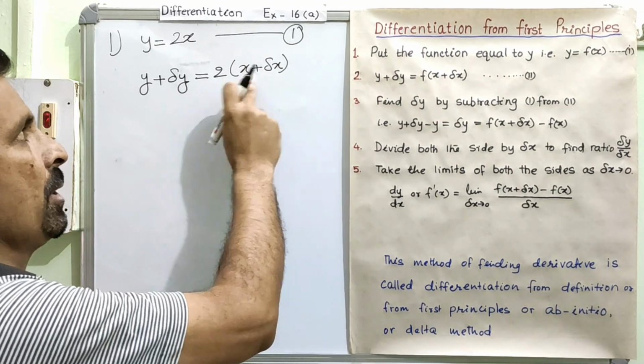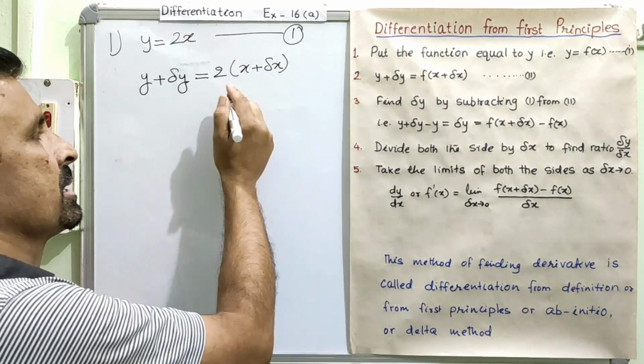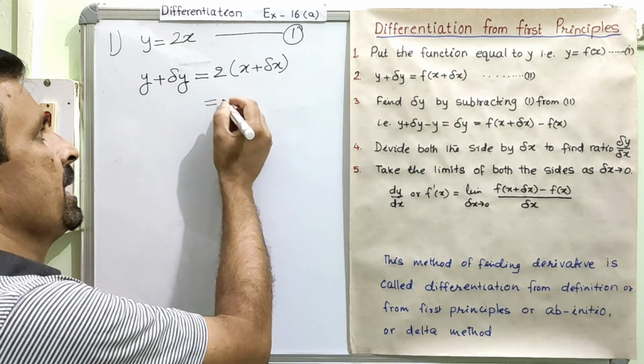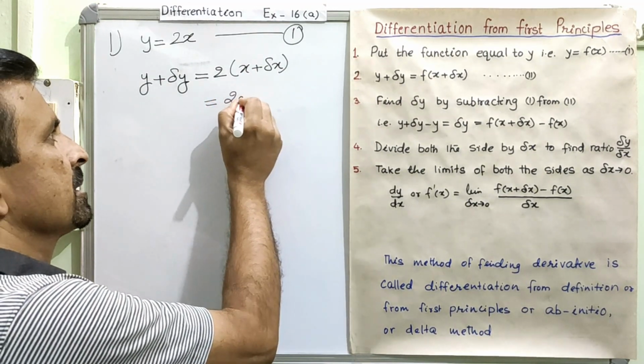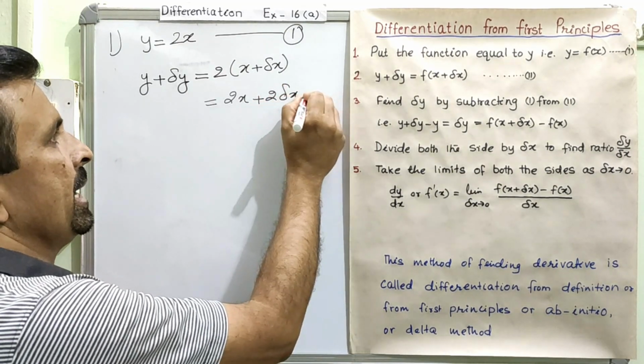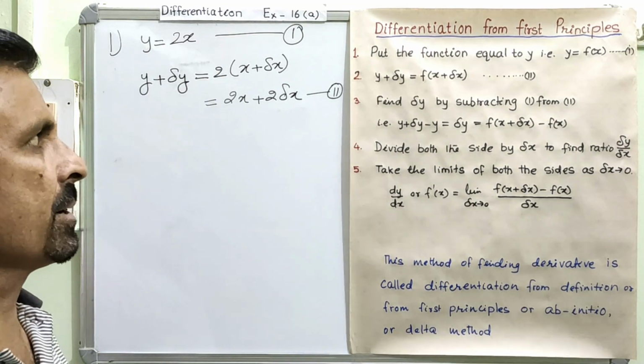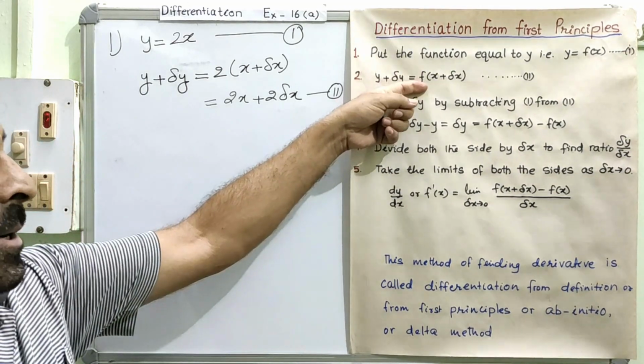Right? Now if we want, we can even simplify this. First let us simplify this and then we will name this equation. When you simplify, it becomes 2x plus 2 delta x. And now we will name this as equation number 2. Is it okay? So step number 2 is clear.